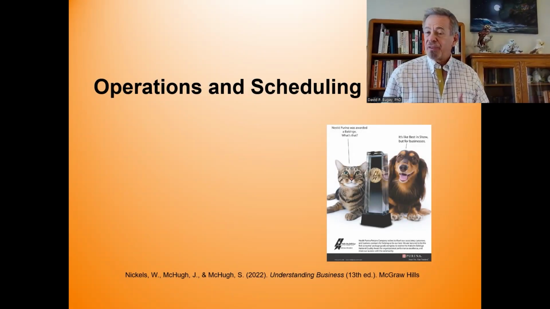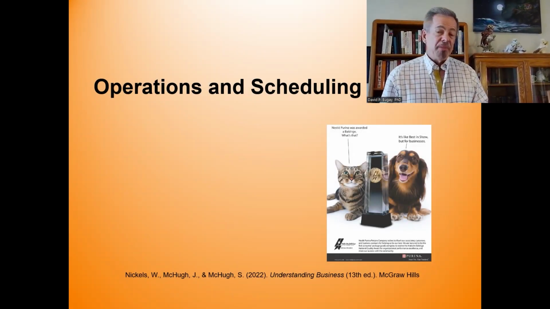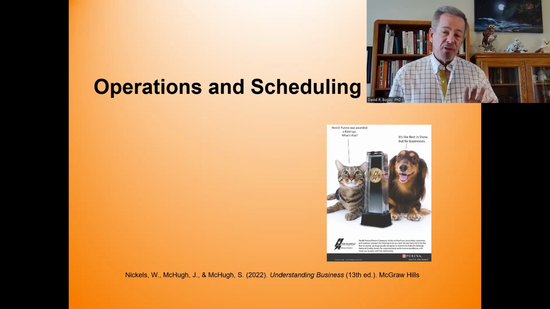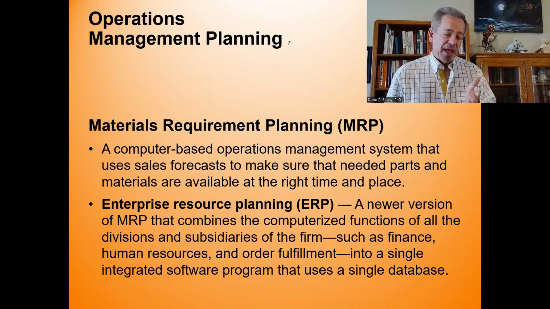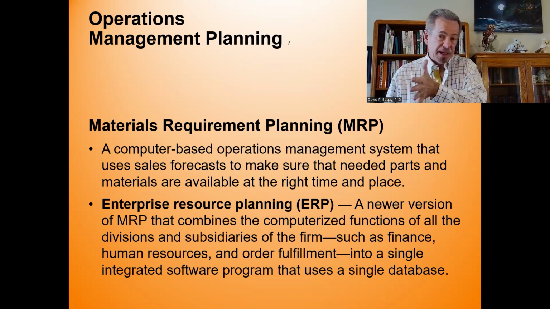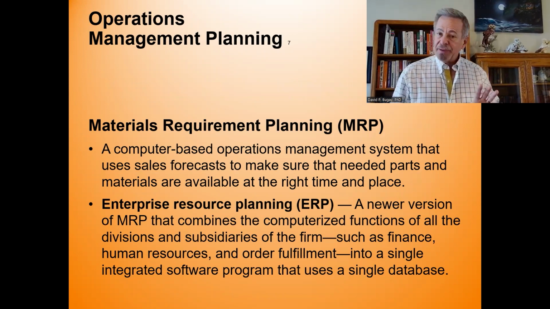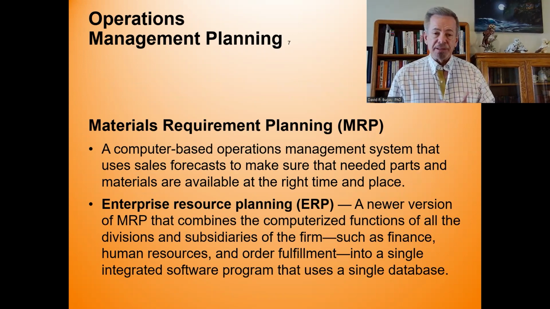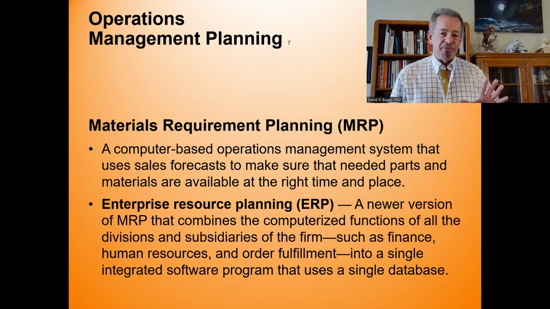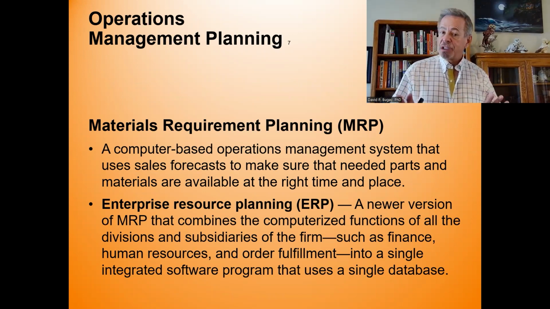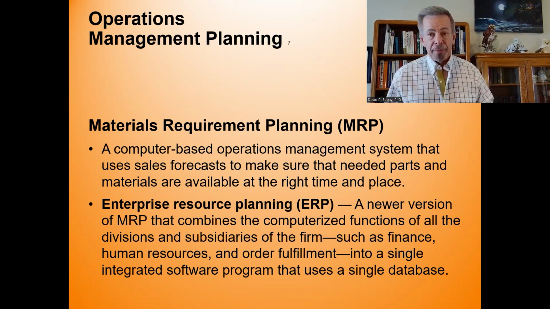Let's look at the concept of operations and scheduling. They're really tied in together. If you do both well, you're going to have a lot of good, smooth sailing in the process of getting things done. And a lot of it is the planning part. There's a system out there called materials requirement planning. MRP is a slang word out there. It's a computer-based management system, and it forecasts sales to make certain the parts and materials are available at the right time in the right place.